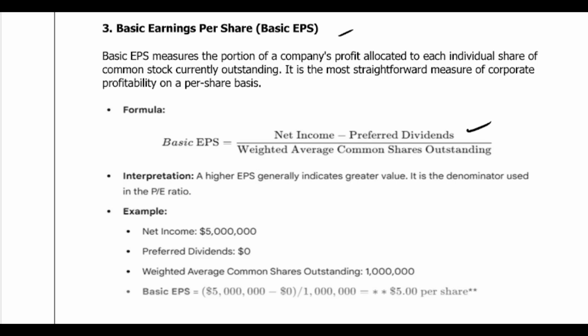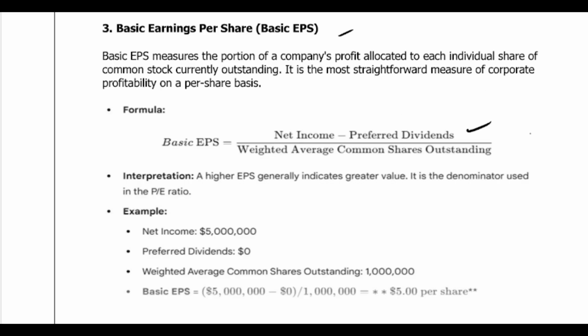The basic EPS measures the portion of a company's profit allocated to each individual share of common stock currently outstanding. It is the most straightforward measure of corporate profitability on a per share basis. So the basic earning per share is comparing net income available to equity shareholders with the number of outstanding shares.